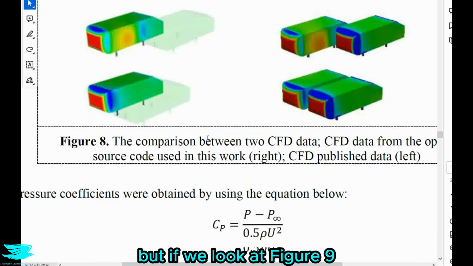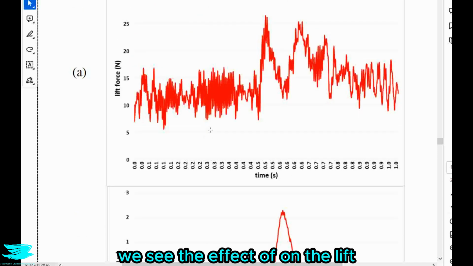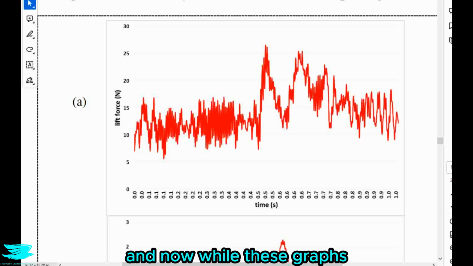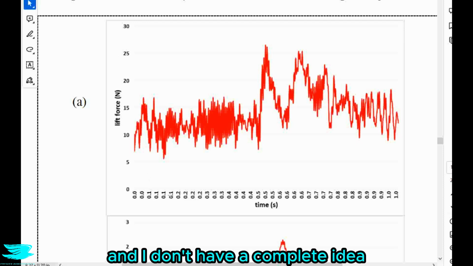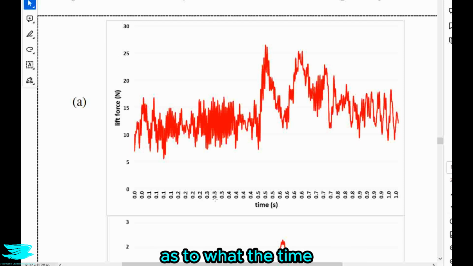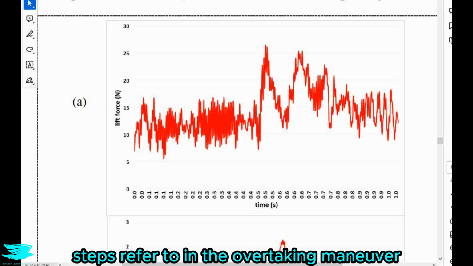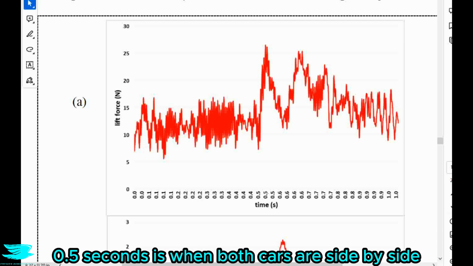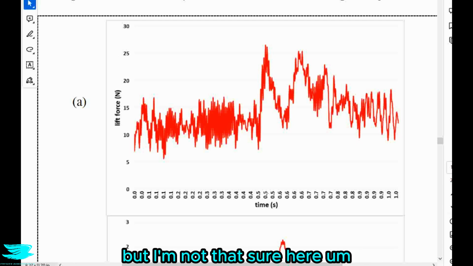But if we look at figure 9a, we see the effect on the lift. Now, while these graphs promise to be very useful, they unfortunately aren't as useful as what we might hope, because the x-axis is in time, and I don't have a complete idea as to what the time steps refer to in the overtaking maneuver. I think that 0.5 seconds is when both cars are side by side, but I'm not 100% sure here.